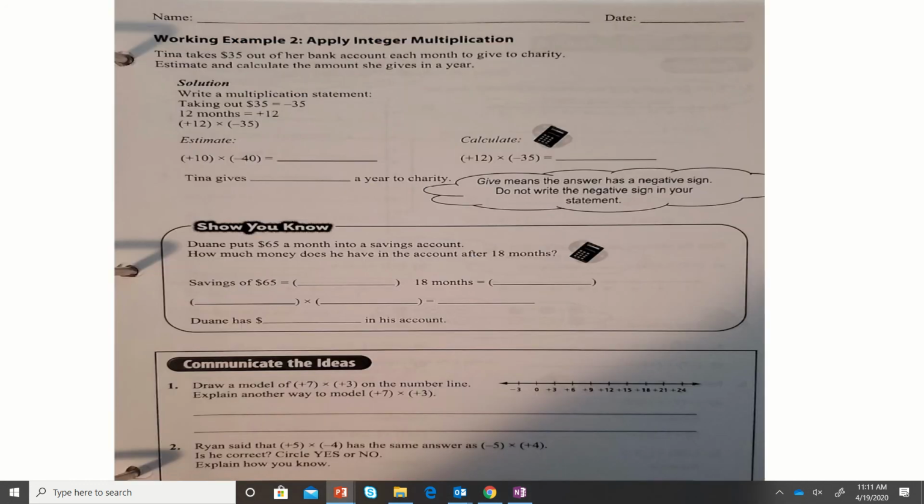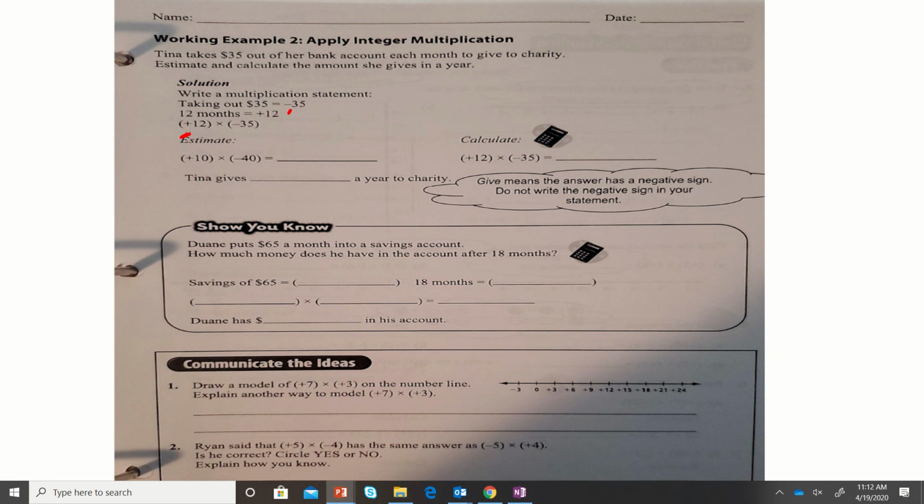The next part is apply integer multiplication. This is kind of a word problem. Tina takes $35 out of her bank account each month to give to charity. Estimate and calculate the amount she gives in a year. So we want to write a multiplication statement. We're taking out $35, and when we take out something, it equals a negative. We have 12 months, that's our time frame, so that is going to be positive 12.